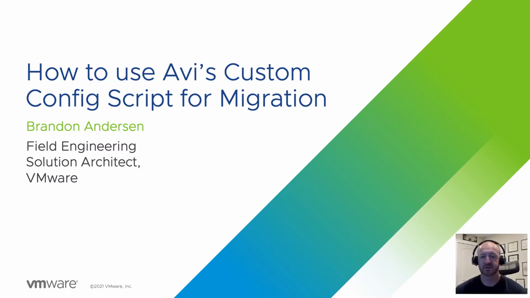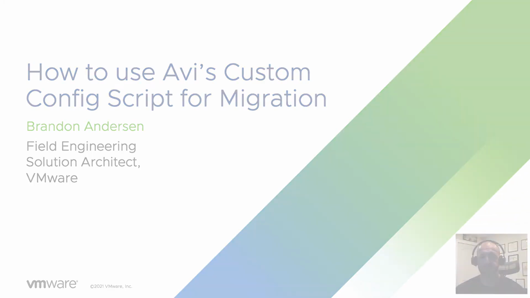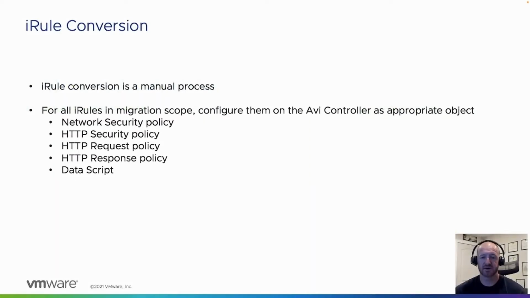Today we're going to cover the topic of how to use the custom config script. iRule conversion is a manual process. The reason is because there are several different ways to write an iRule to accomplish the same outcome, which makes automating the conversion difficult. For all iRules in the migration scope, typically that's just the ones in use, determine which Avi object best fits the iRule use case, then create the appropriate object in the Avi UI.